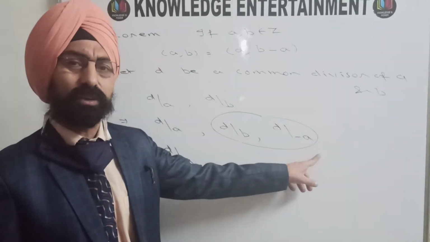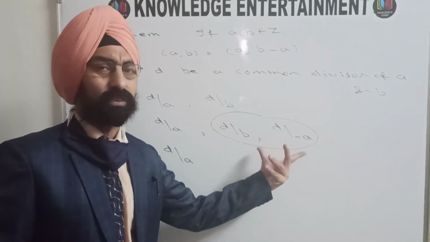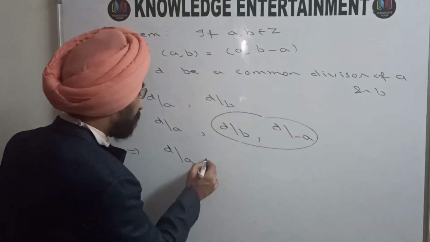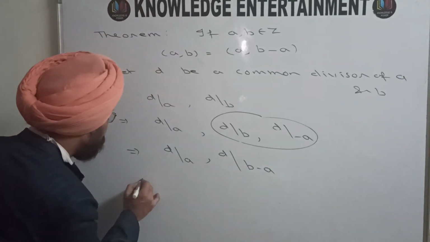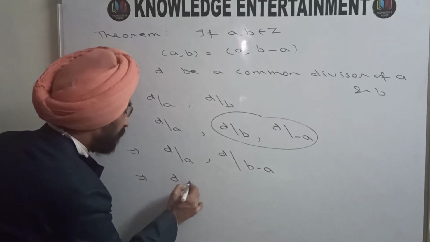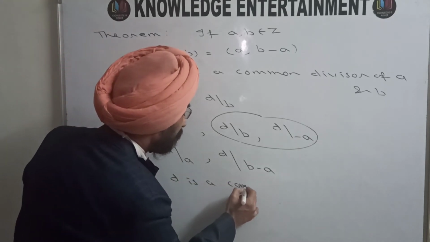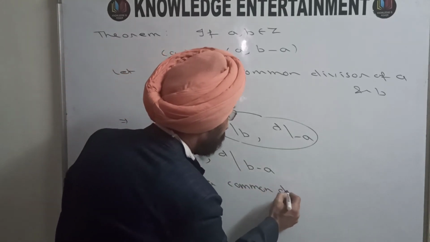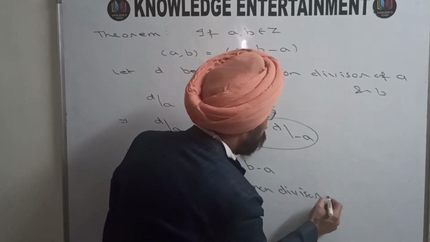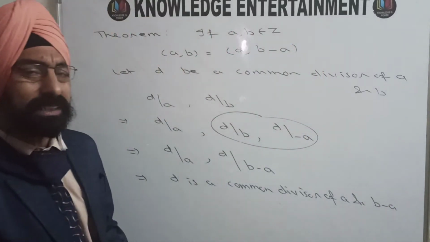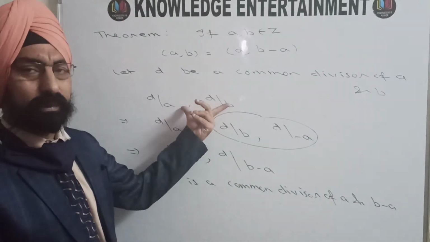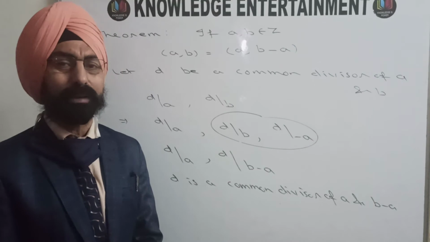Now, if D is a divisor of B and D is a divisor of minus A, then D is a divisor of the sum of these two. That means D is a divisor of B minus A. So this means D is a common divisor of A and B minus A. That means every common divisor of A and B is a common divisor of A and B minus A.